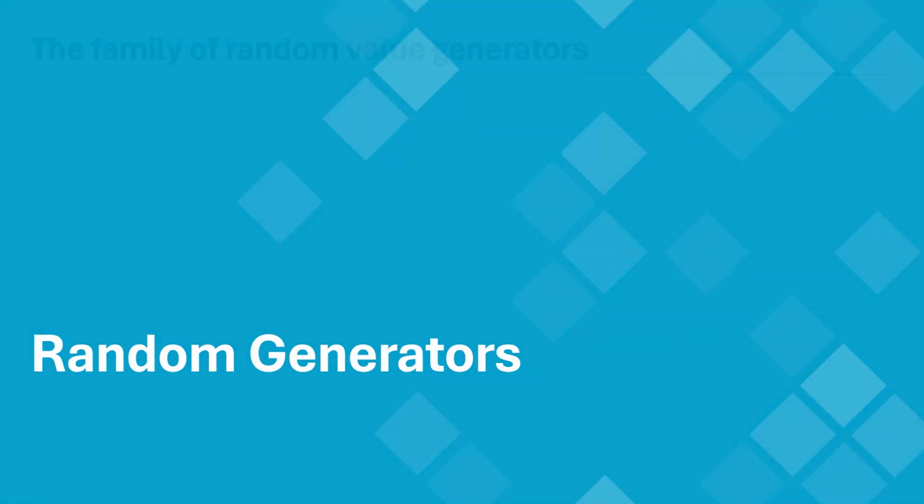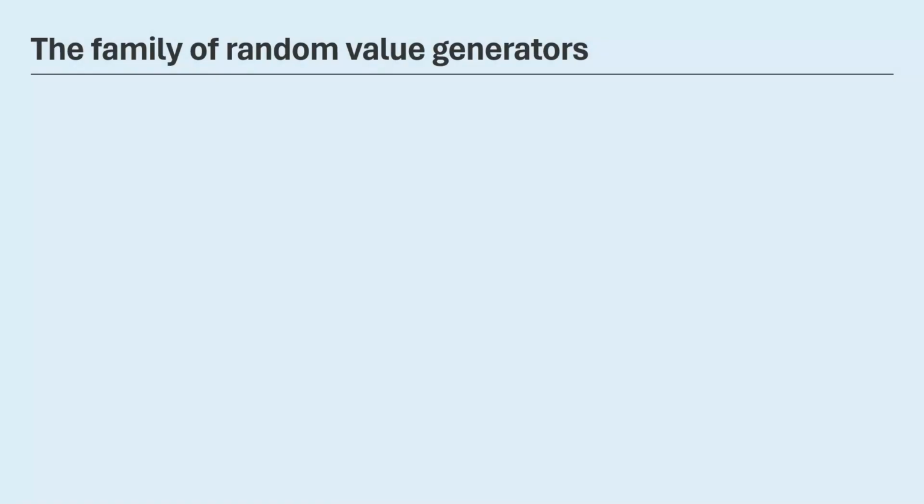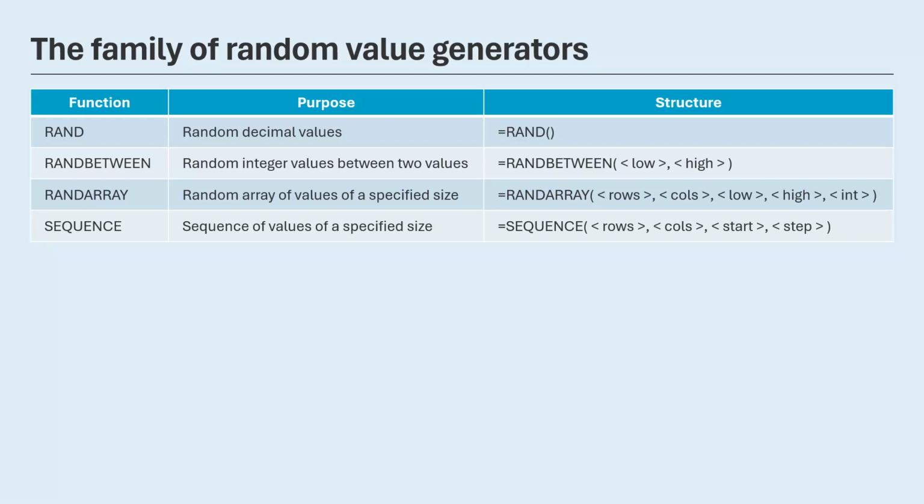First, we have the essential random generator, just called RAND. Now, the RAND function, interestingly, does not generate whole numbers at all. It only generates random decimal values. And you cannot specify anything at all with the RAND function. You just tell it to generate some numbers, and it will generate random decimal numbers between 0 and 1.